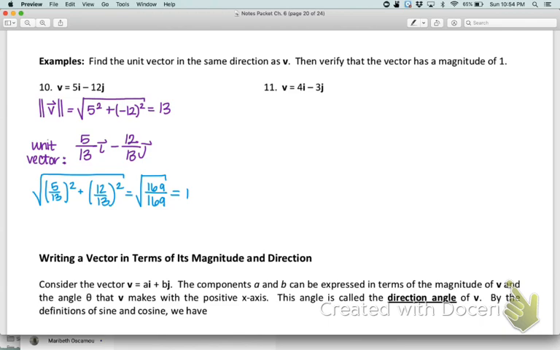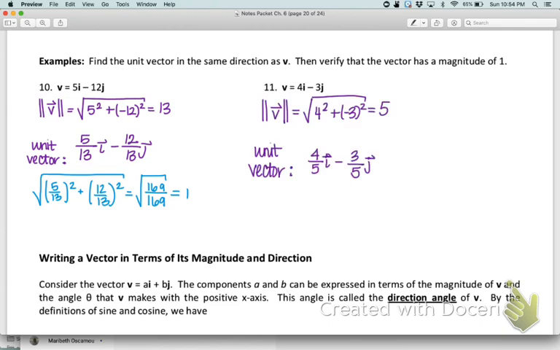So pause your video and try number 11, and I'll be back in 3 seconds with the answer. There it is, 4/5 i minus 3/5 j. And then again, you could go ahead and verify using the Pythagorean theorem on this one that it does in fact have a magnitude of 1.